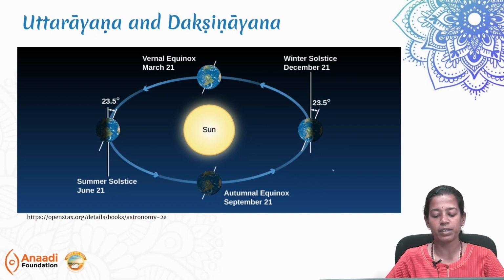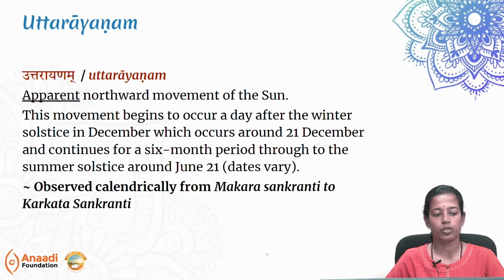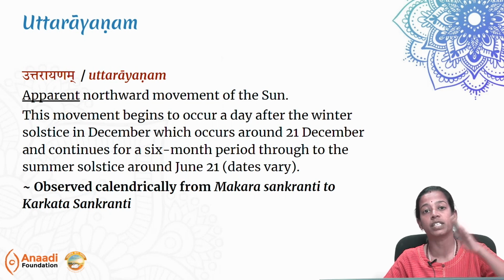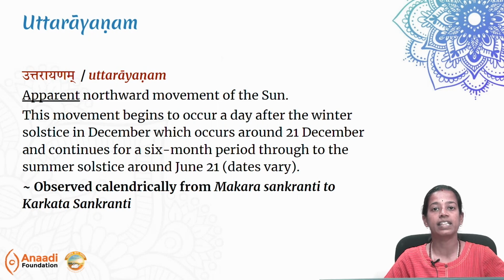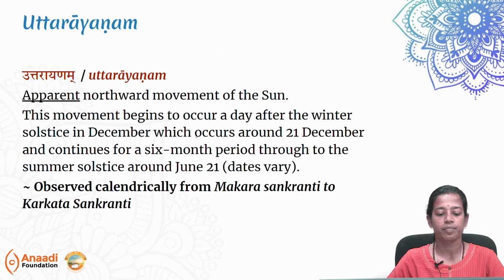All this while, the dynamics are caused by the tilt of the earth with respect to the orbital plane. So, to summarize, Uttarayana is the apparent northward movement of the sun. This movement begins to occur a day after the winter solstice during December, which is roughly around 21st of December, and continues for the 6 month period duration till the summer solstice, which dates to June 21st.